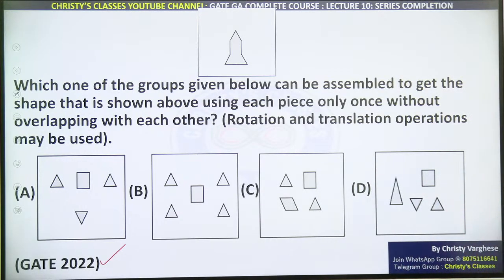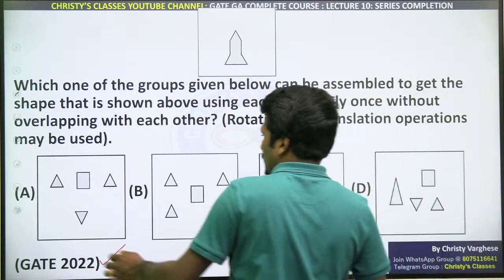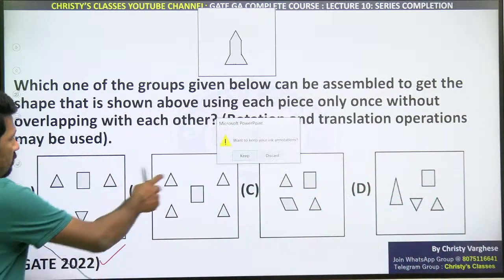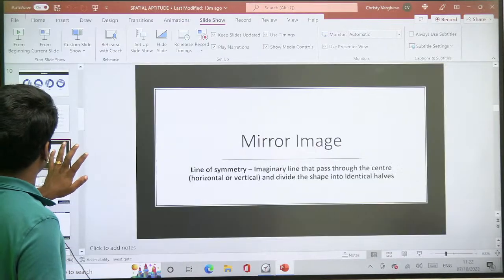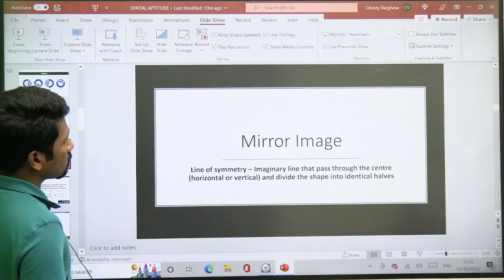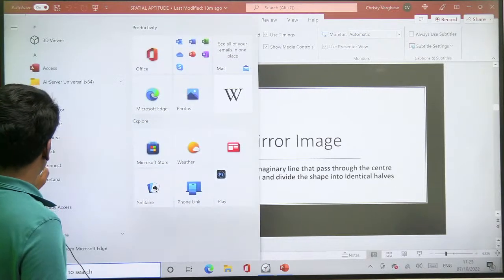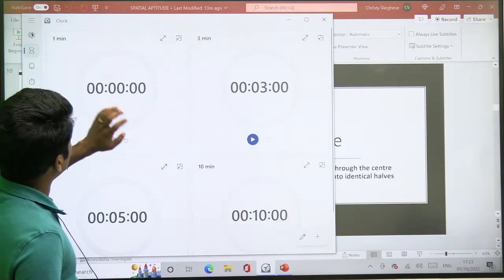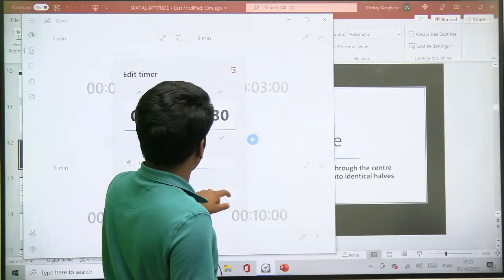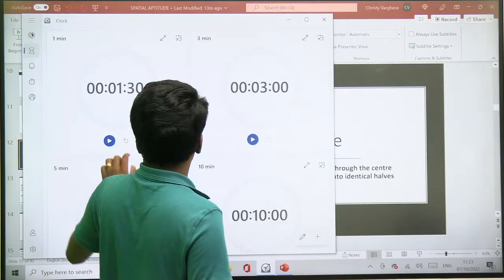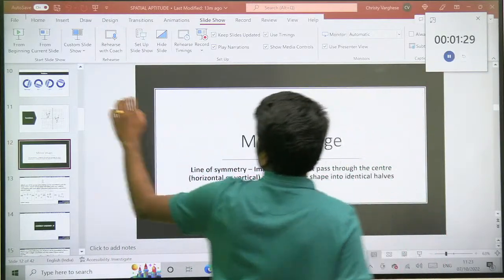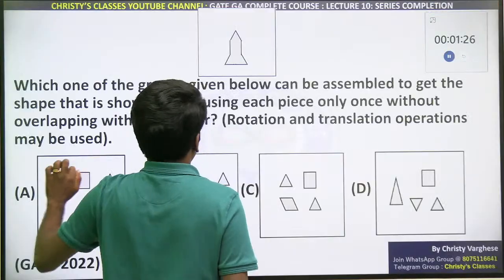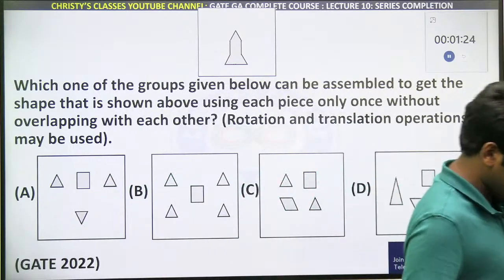So try this. I'll give you 1.5 or 2 minutes to try. All of you try it. Just a minute, I will start the timer. Timer started. Try this question super fast.